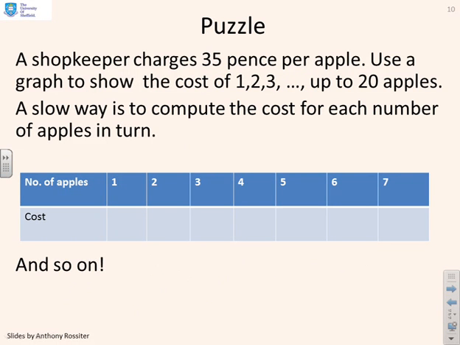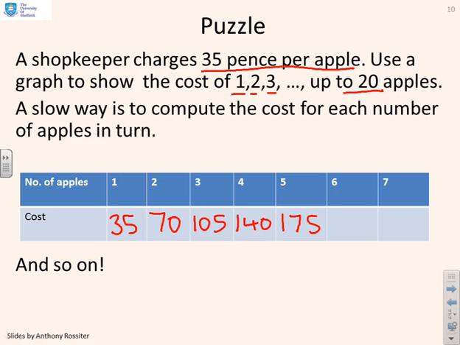So here's a different example. You're a shopkeeper. You're charging 35 pence per apple. And you want to know how much to charge if you have 1, 2, 3 and so on, up to 20 apples. Now, the tedious thing to do is to first of all produce a table like this. You see, if I've got 1 apple, the cost is 35. If I've got 2 apples, the cost is 70. 3 apples, 105. 4 apples, 140. 5 apples, 175, and so on.